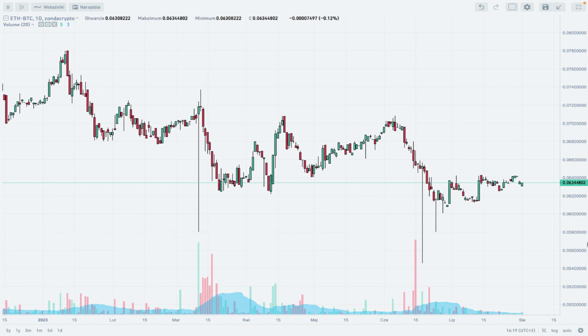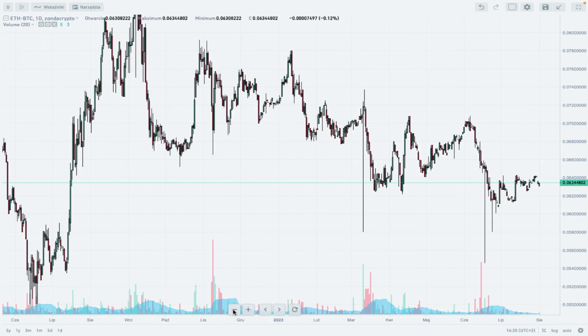As you can see, this is the daily time frame chart of the Ether to the Bitcoin. And what we have here is of course the Japanese candlesticks and some volume indicators. So let's take a look at the technical picture of the Ethereum to the Bitcoin.